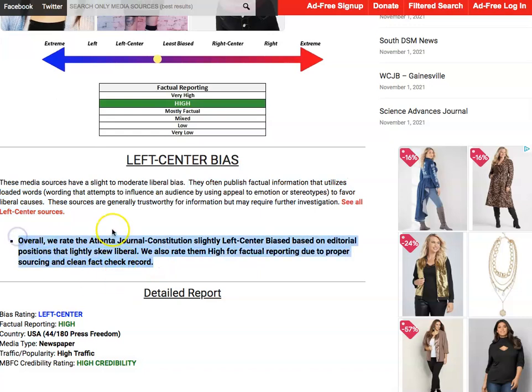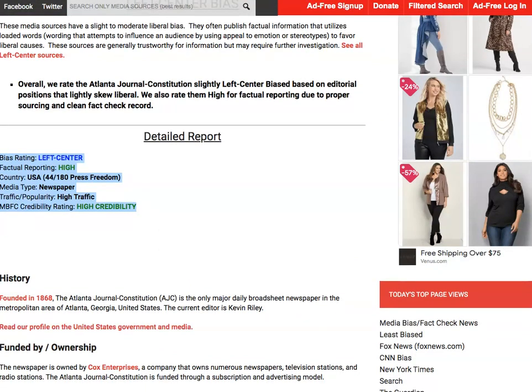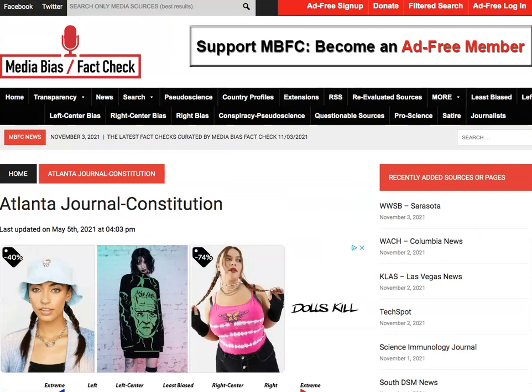It's not the highest, but it's high. And you have access to their detailed report, the history of the paper, and things of that nature, including the ownership. You could actually do, if you use the SIFT method, research on the ownership as well as the paper, because this is not the only place that has it, but this will kind of give you a quick idea about what you're dealing with.